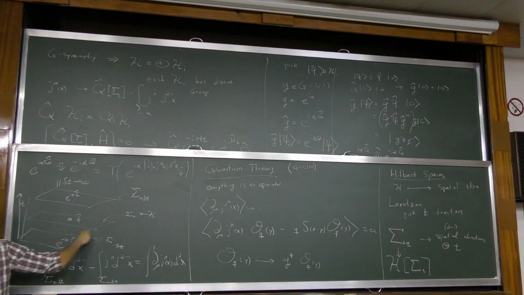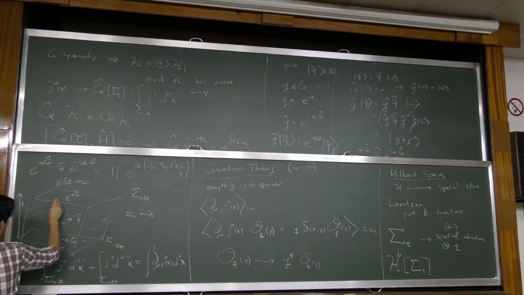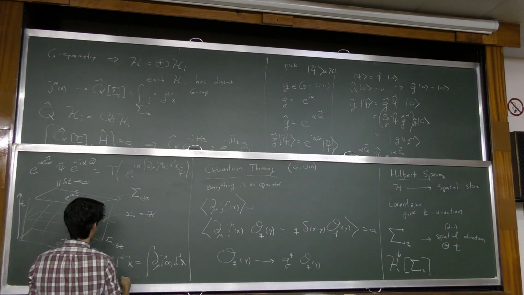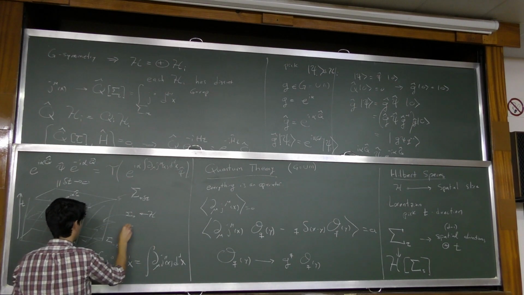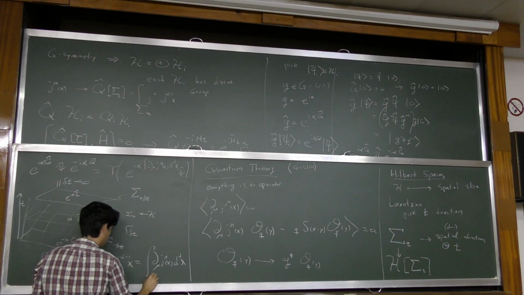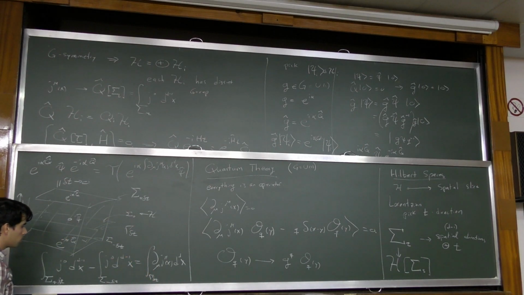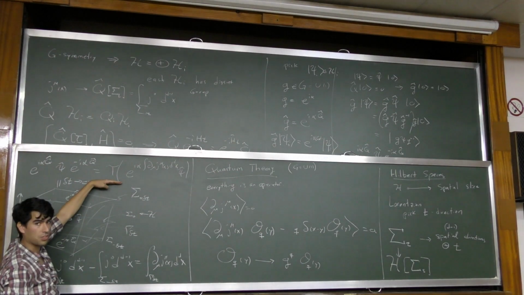So if you fill this whole slab in and call it gamma, I guess, this is literally how we apply the divergence theorem. Okay. So that's how you get this equation.